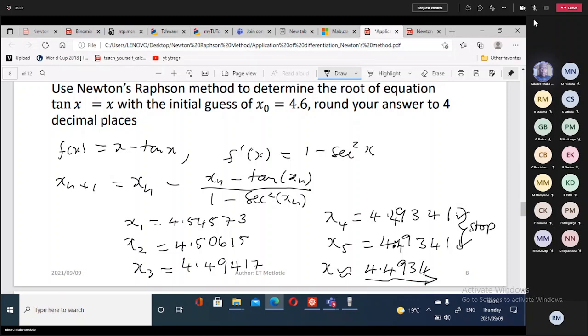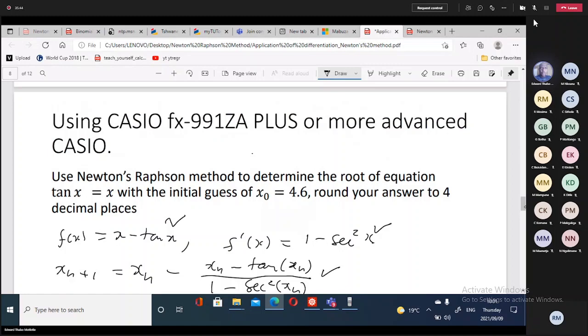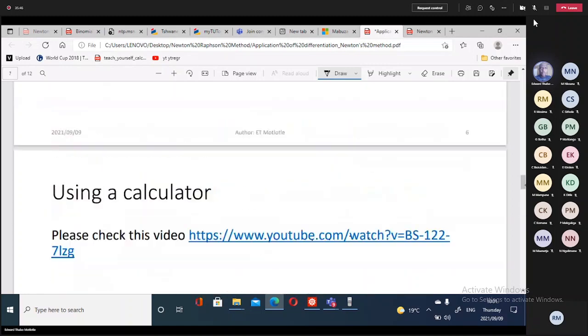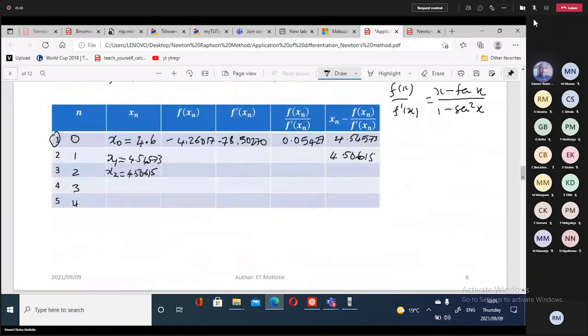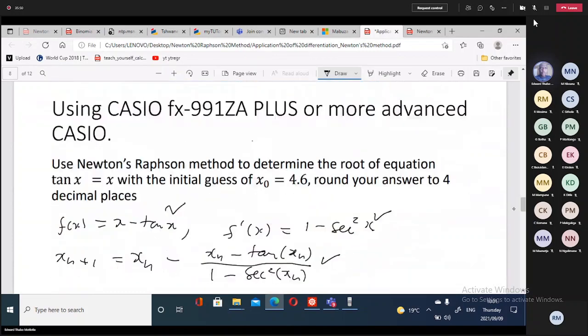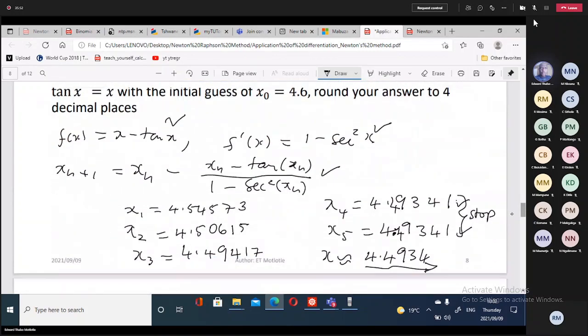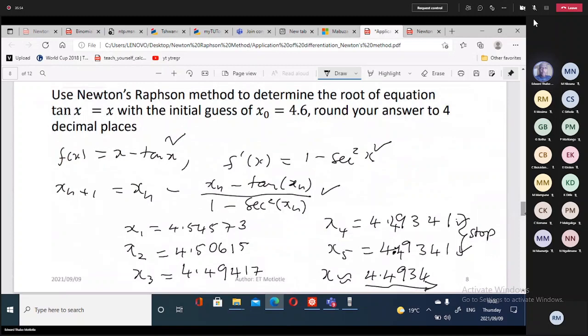So if you are using the calculator, you must write exactly as what I have done here. You determine your fx, you differentiate, you write your formula, then you can start using your calculator. These are the steps that I want. You get full marks by doing this. Or you can use the table like I did here and arrive at that solution. Still, we arrive at the same answer using those two methods, okay? So it will be up to you what method you choose, okay?